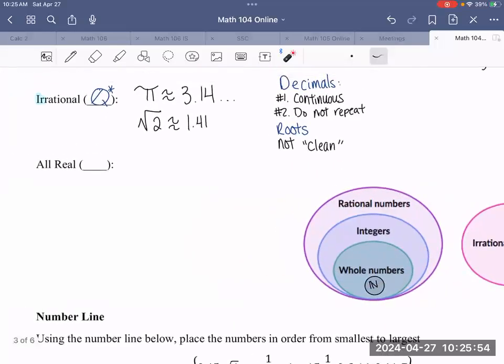Now, last we have is all real numbers. All real numbers. Have you heard that before? All real numbers is now with your R and 2 bars in the middle. So this is just saying we have all of the numbers under the sun. So all the numbers that you can think of are going to be considered real numbers.